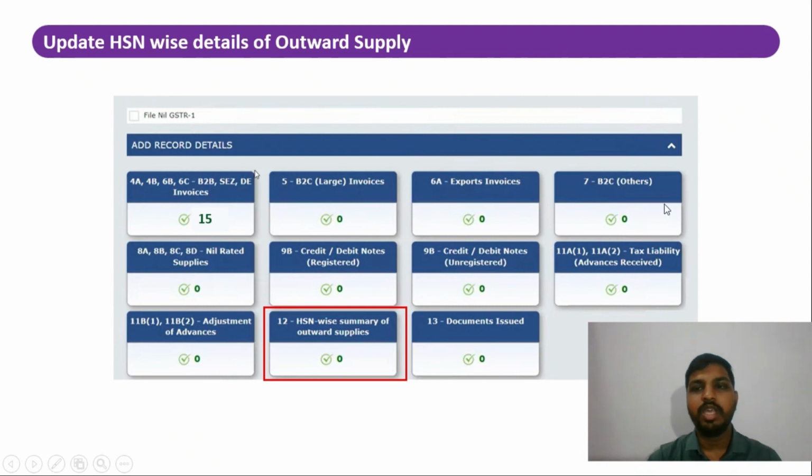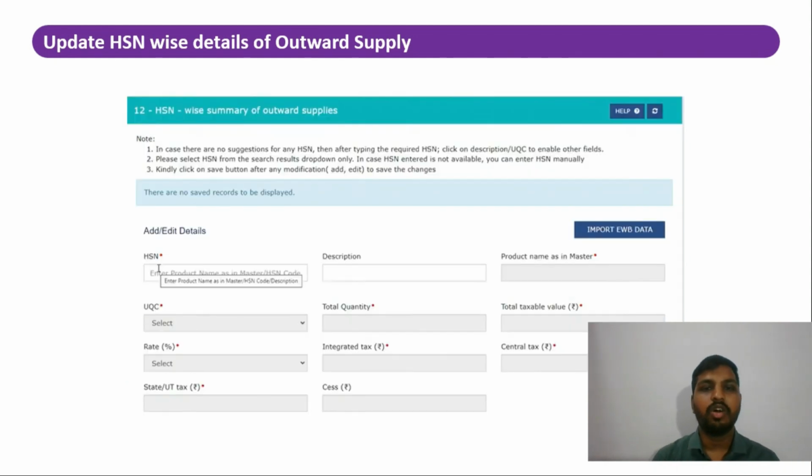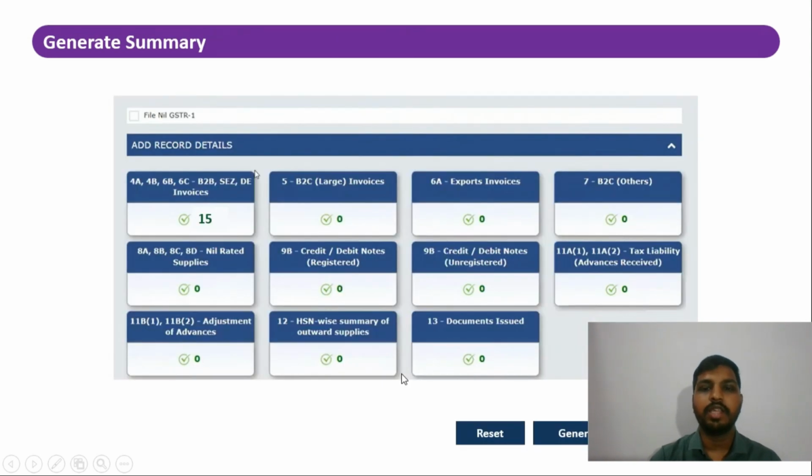Now after B2B, B2C, you have to fill the third important tab, that is HSN wise details. So whatever details you are filling in B2B and B2C, here you have to give product wise details of both the invoices, B2B as well as B2C. But again, not invoice by invoice. Here you can give just product wise. If you have one product, then give one product details, just put HSN here, and the other details like total quantity, rate, total taxable value, etc., and you have to add it and then save it.